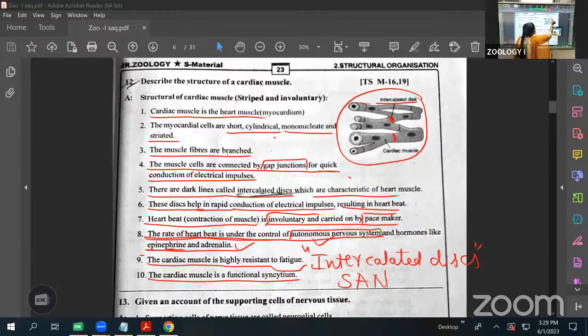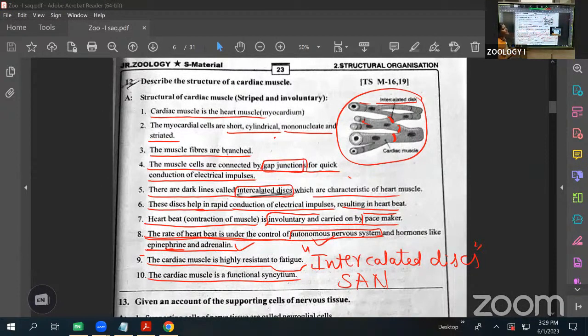This one is the fibers. The fibers have a number of branches. The branches are interconnected by gap junctions as well as intercalated discs. What is the use of the gap junctions and intercalated discs? They are continuously helpful for conducting the action potential, or electrical impulse. These two are called the intercalated discs as well as the gap junctions.